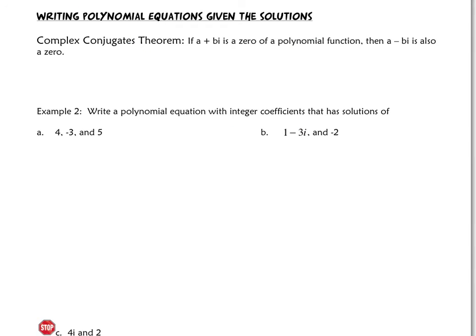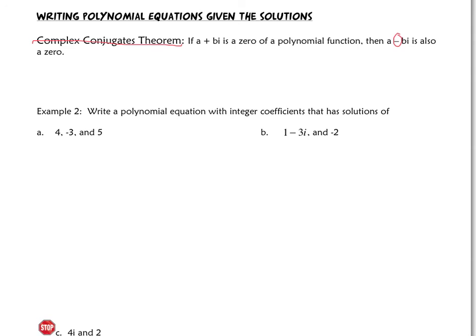Alright, so the final thing that we're learning in this chapter is to write polynomial equations given the solutions. And the one thing that's really important here is the complex conjugates theorem. And that's saying if a plus bi, so if you have some imaginary number, is a 0 of the polynomial, its conjugate, meaning you're going to switch the sign of the imaginary part, is also going to be a 0. So we are going to write a polynomial with integer coefficients that has solutions of 4, negative 3, and 5.